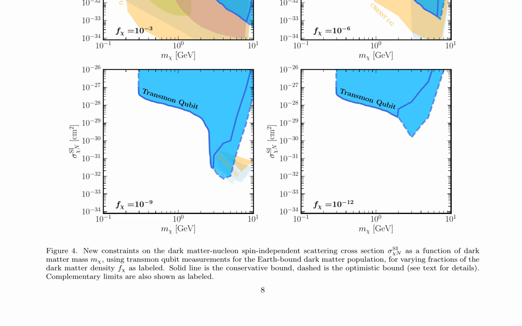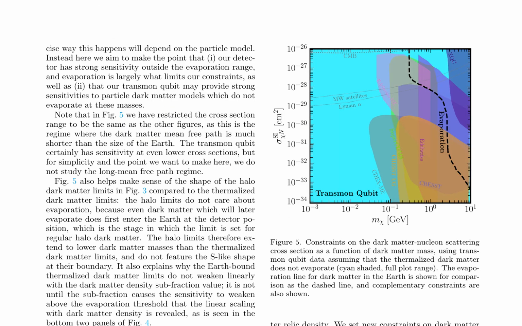They highlight that their bounds are largely evaporation limited, not detector sensitivity limited, and discuss the importance of considering evaporation. The figures display the new constraints on the dark matter-nucleon spin-independent scattering cross-section as a function of dark matter mass, for varying fractions of the dark matter density, demonstrating the strong constraining power of Transmon Qubits even for subfractions as small as 10^-12. This research paper explores the potential of Transmon Qubits in detecting low-energy dark matter interactions, leveraging their low quasiparticle density to enhance sensitivity.